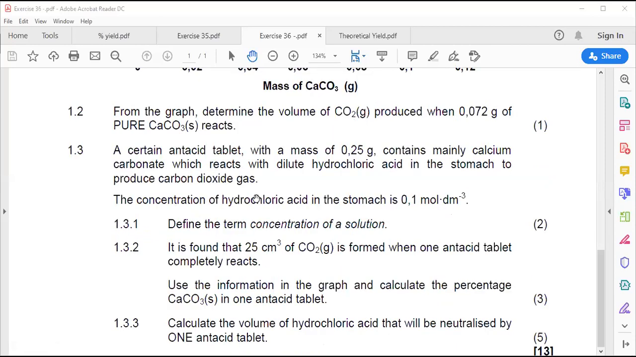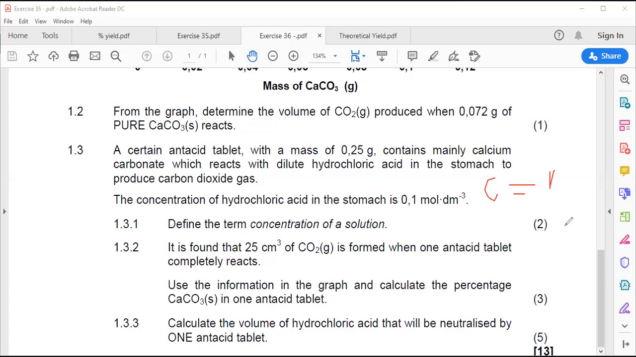The concentration of hydrochloric acid in the stomach is 0.1 mole per cubic decimeter. Define the term concentration of a solution. What is concentration? Whenever you do your definitions, you'll be given the data, so you go to the formula for concentration, which is C is equal to n over V. So this is your definition.